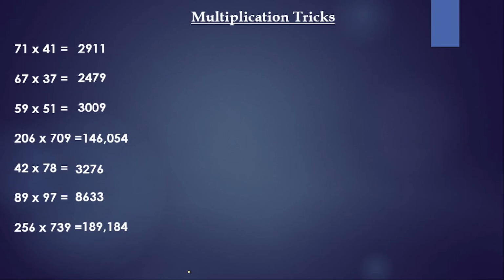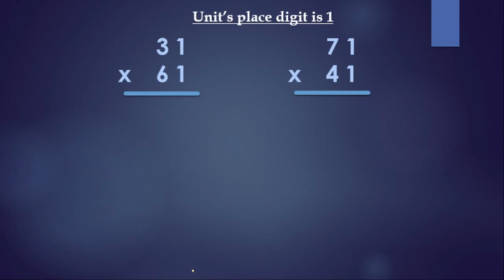Now these questions have certain patterns. Let us explore them one by one. Do watch till the last for an amazing general method which will look after all different kinds of questions. So first, let us see the first pattern. In these two questions on the screen, you can see both the numbers have the units place digit as 1. Now how do we solve?